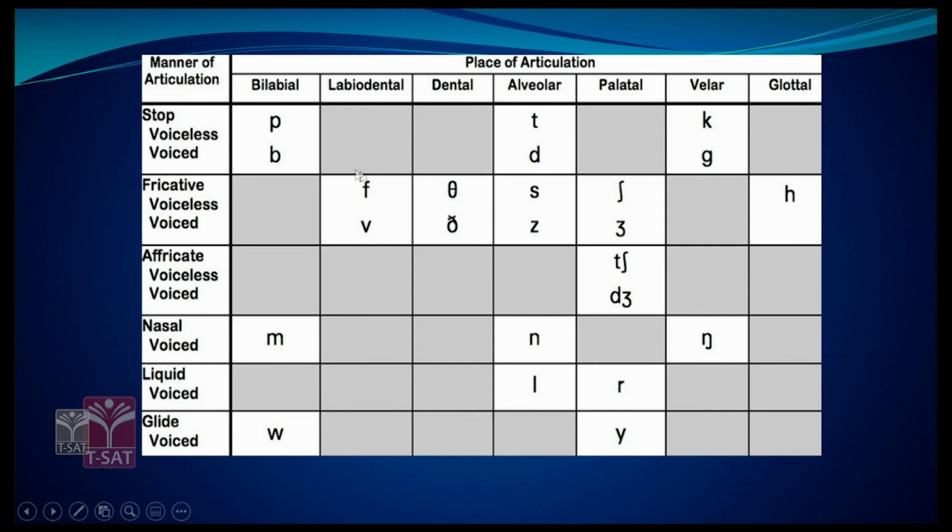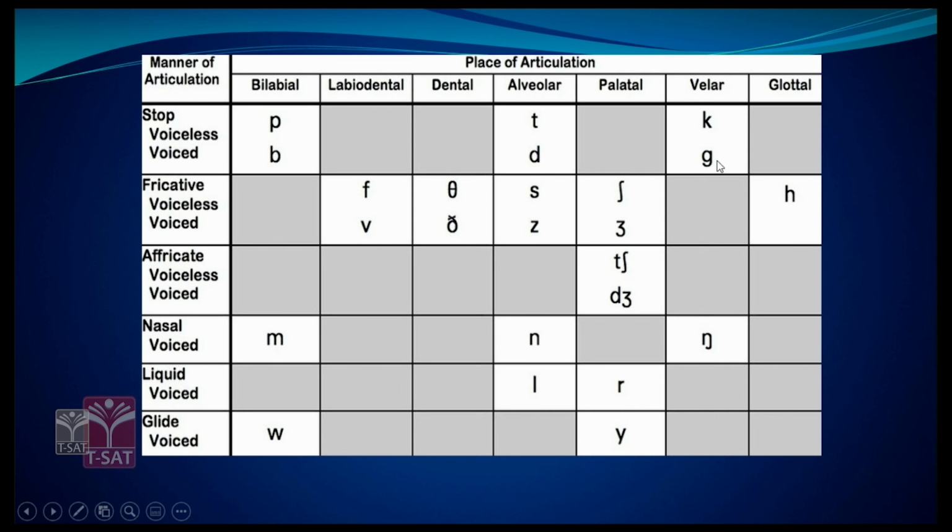And if you see place of articulation: bilabial with the two lips, labiodental, dental, alveolar, palatal, velar, and glottal. So how can we give a three-term label to a particular phoneme? For example, if you take the phoneme p, it is voiceless and bilabial, plosive. So the three-term label for the phoneme p is voiceless, bilabial, plosive.